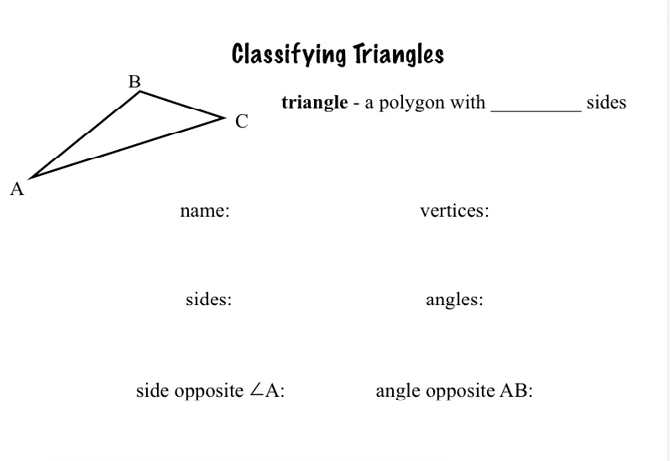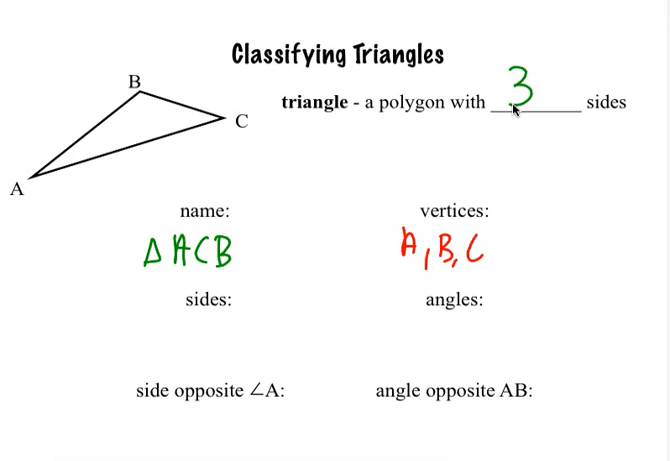So a triangle is a polygon with three sides. We name it by using a triangle symbol and then the three points on our triangle, in any order. So I'm going to use A, C, B, but it could have been A, B, C, or any variation of those points. The vertices are just our points on our triangle, so A, B, C.